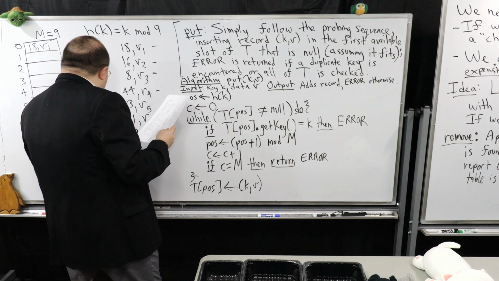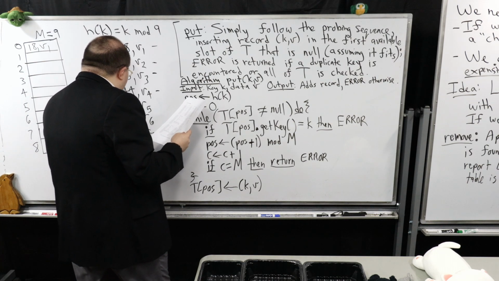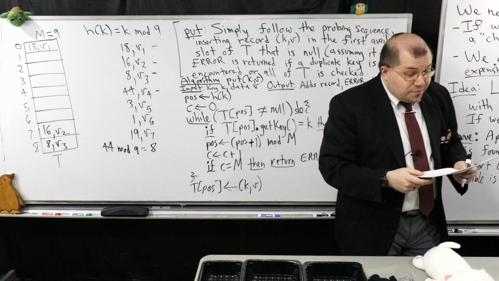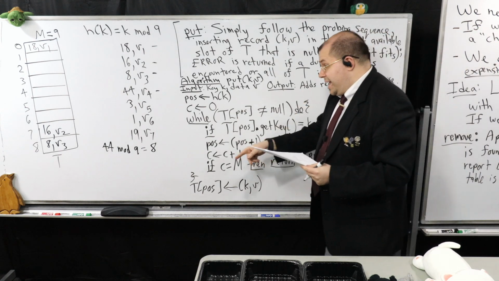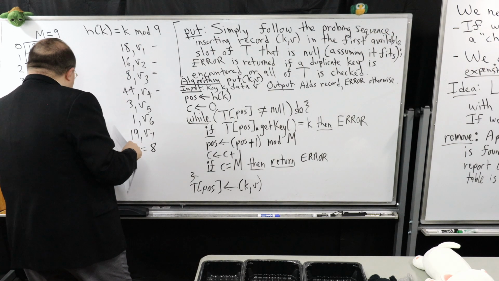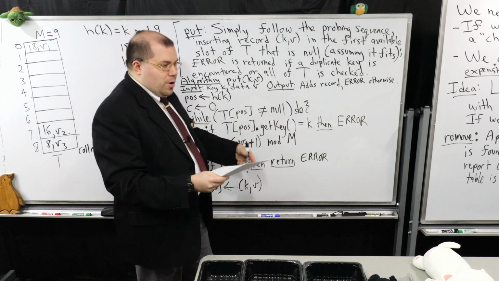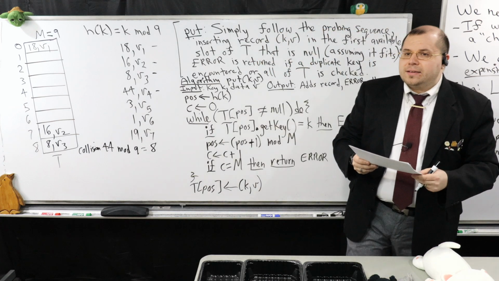So 44 mod 9 is equal to 8. So we have a collision. There's a collision that happens. Now this is where I'm going to need to pull out the probing sequence.